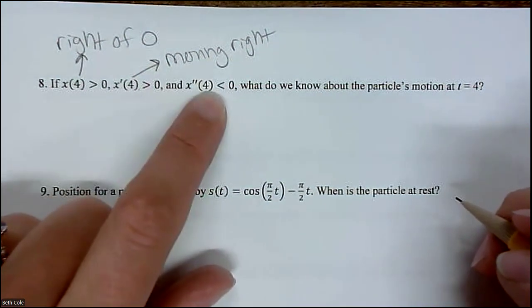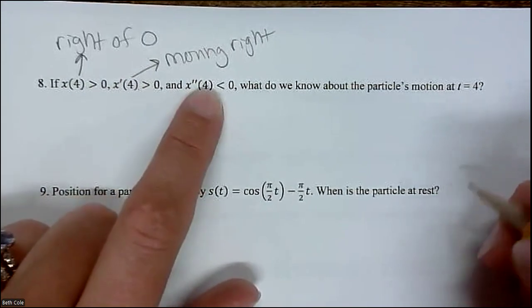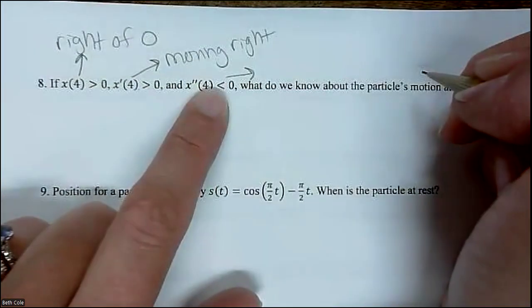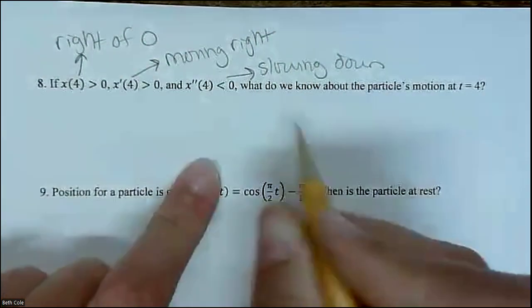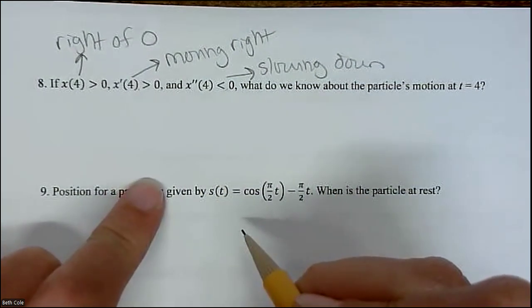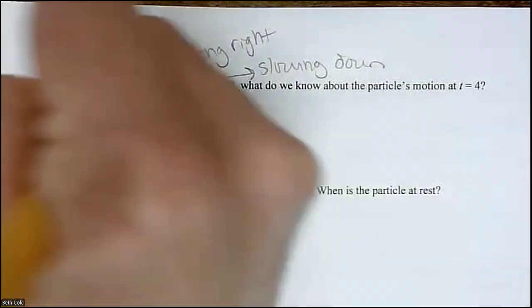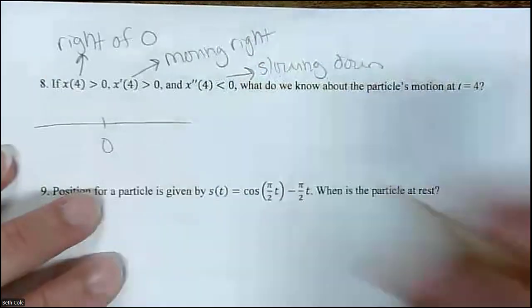And if your acceleration is negative, so velocity is positive, but acceleration is negative, what does that tell us? Slowing down. Good. Velocity is positive, acceleration is negative. So I'm going to show you a visual. If you don't want to draw it and you can just imagine it in your head, then that's fine.